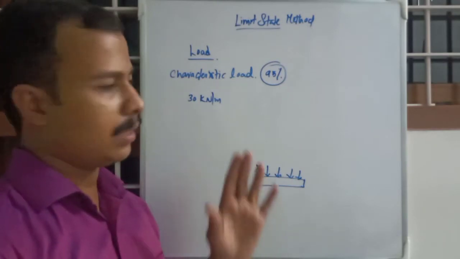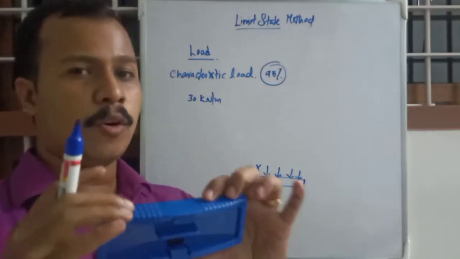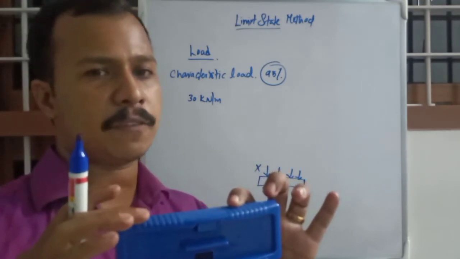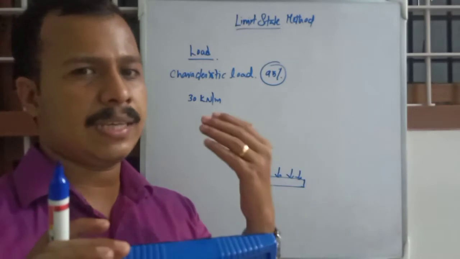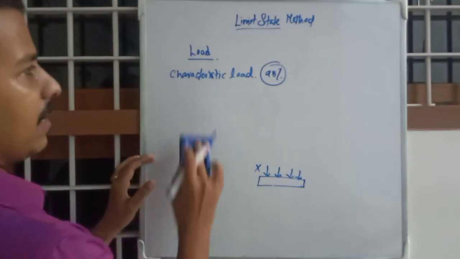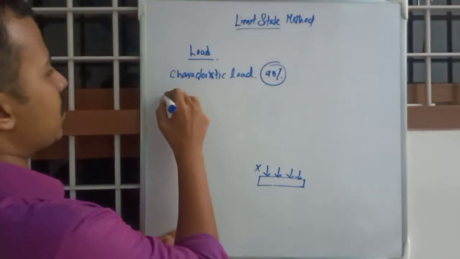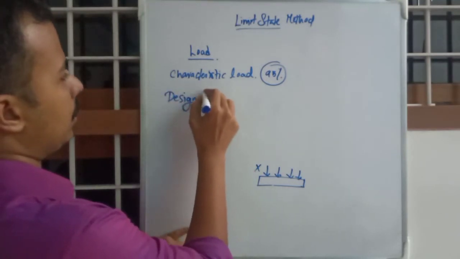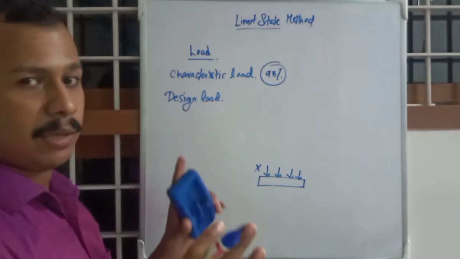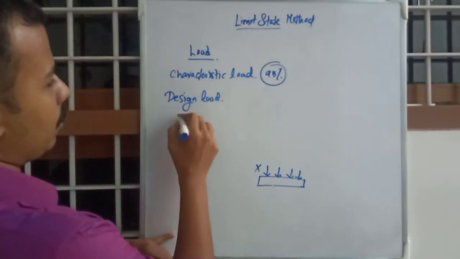Okay, I hope it's clear. If it is characteristic load, that load won't be exceeded 95% of the time. Okay, 5% it's a chance, it's a probability. So that is characteristic load, and we want to get a load for design. So what we want to calculate is design load.